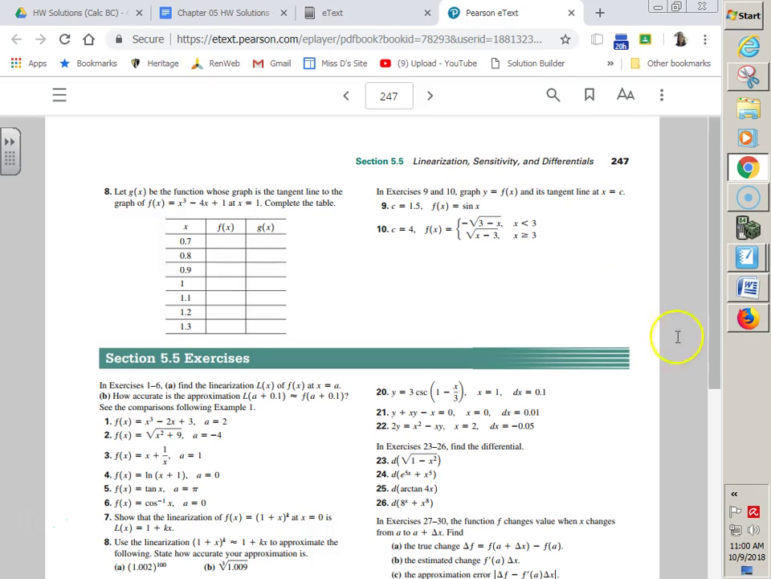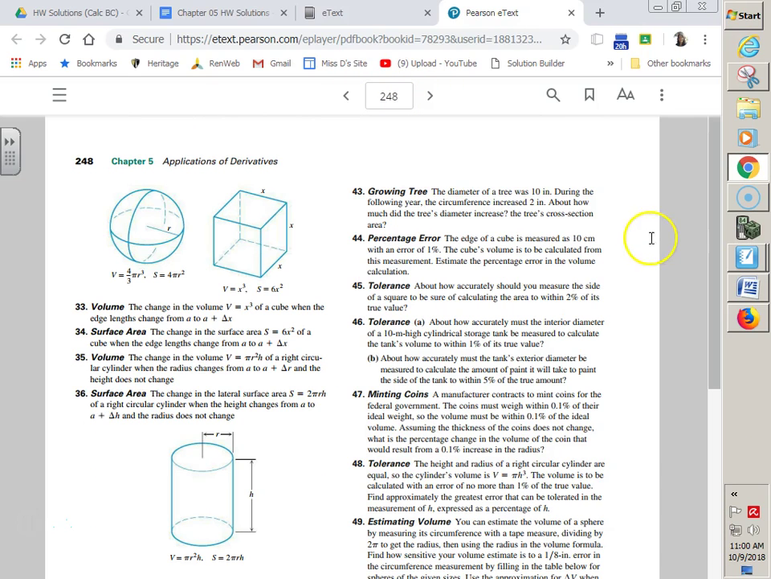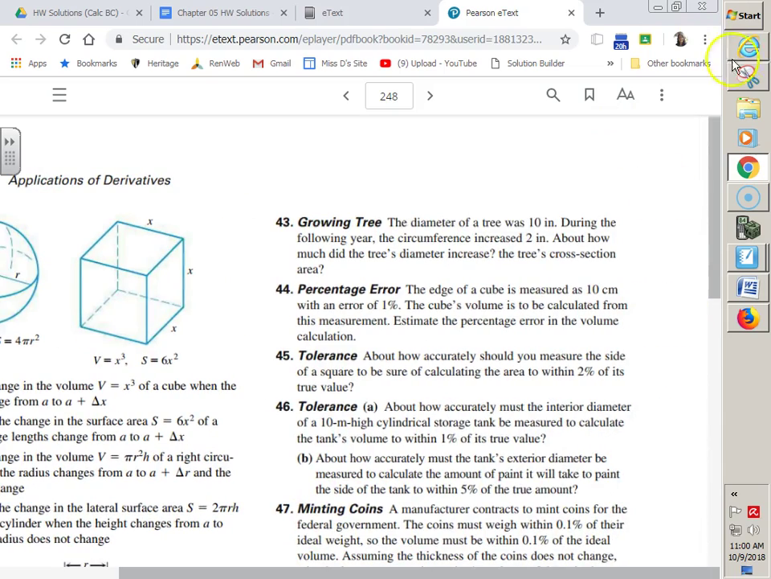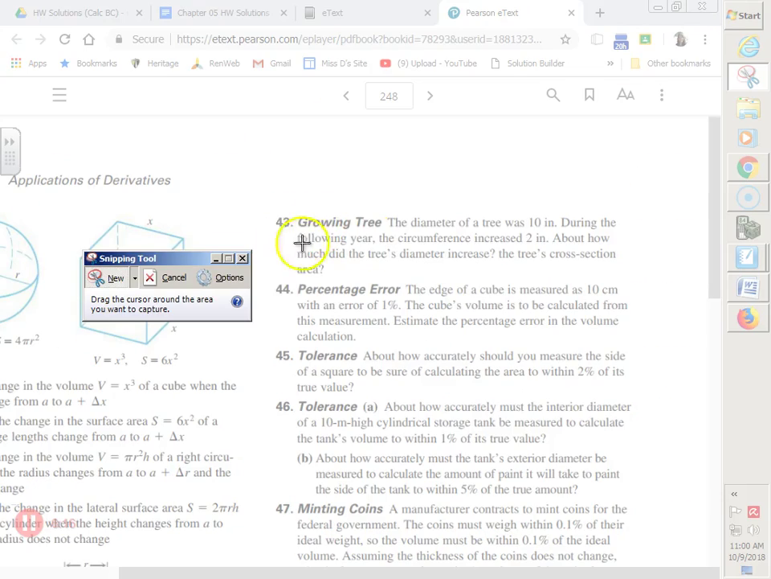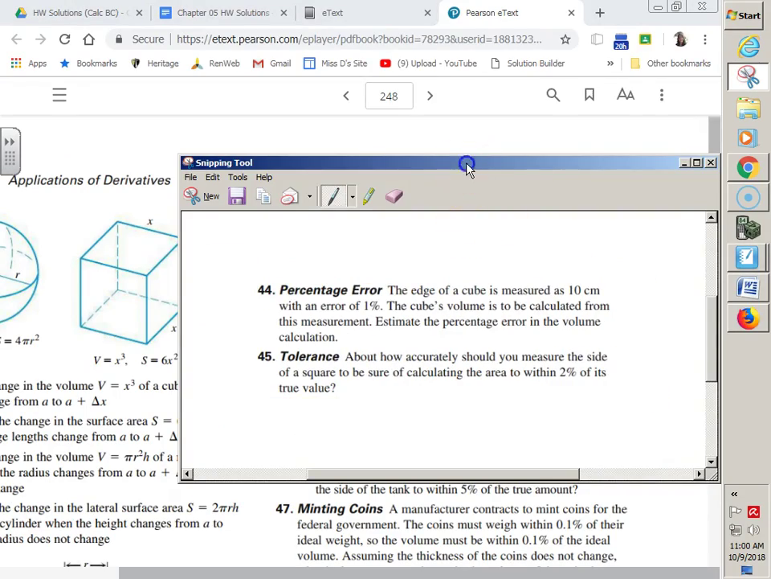Come on. 44 is probably the next page, though, huh? Okay. If I want. Okay.